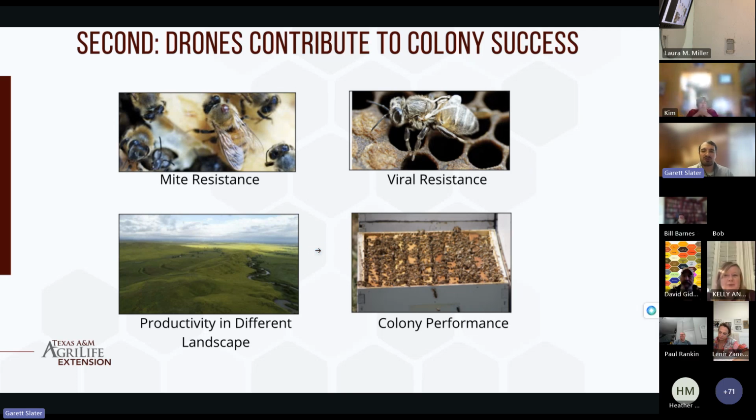Productivity, different landscapes. I think we talk a lot about locally adapted stocks. Texas is a big state, and there are quite a few ecoregions across the state. So some colonies might perform better in West Texas versus East Texas versus South Texas. And one way that colonies can become locally adapted and perform better in different parts of Texas is directly from the males. And then just colony performance. The colony's ability to grow rapidly in the spring and their ability to produce large amounts of honey comes directly from the male. So this is really all to say that drones are important for queen quality, but they're also important for all these traits that you may see as a new beekeeper or even an experienced beekeeper.